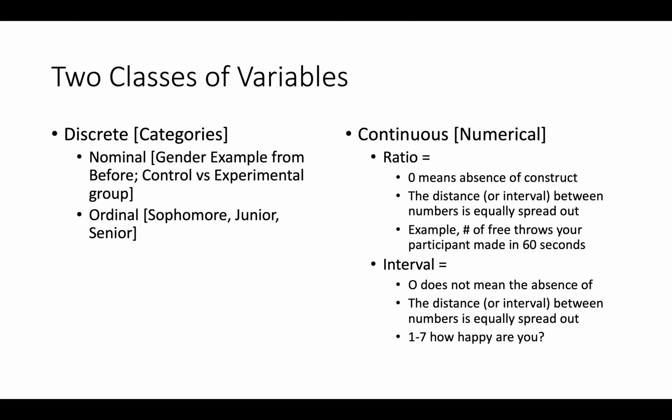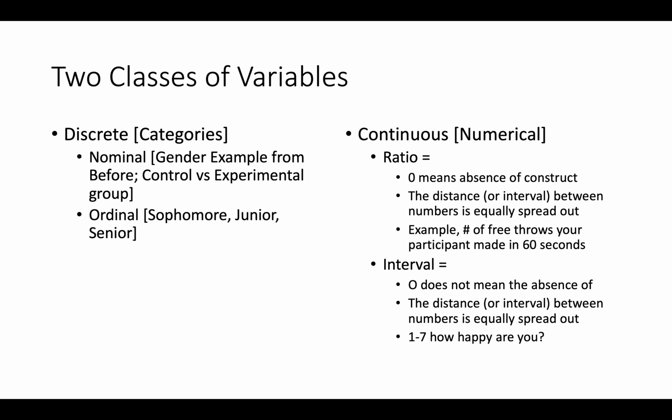However, while juniors have more credits than sophomores, this difference is not constant. Some juniors have one more credit than some sophomores, while other juniors have 30 credits more than some sophomores, right? In that case, it's just order. We know that there's more credits. We don't know exactly how much. They're just kind of spaced out, right?